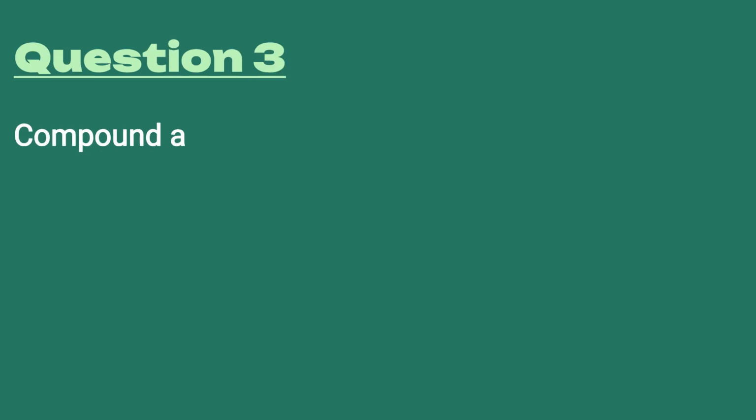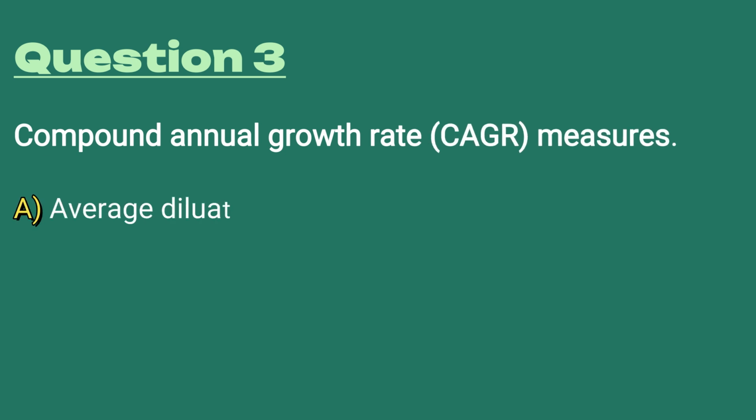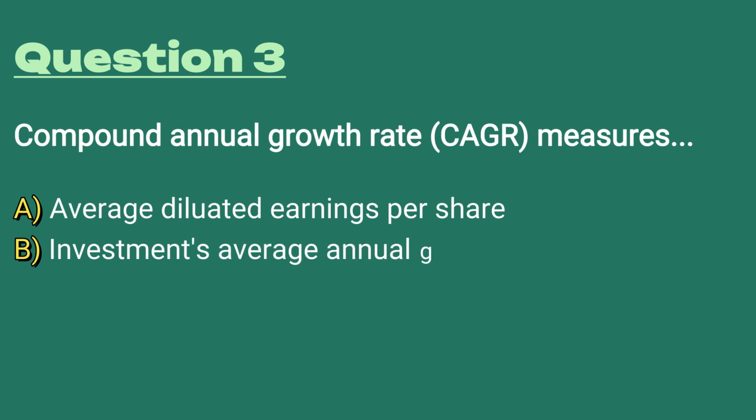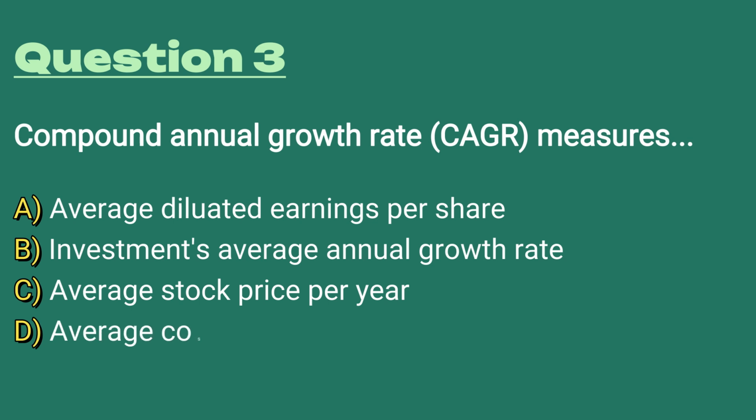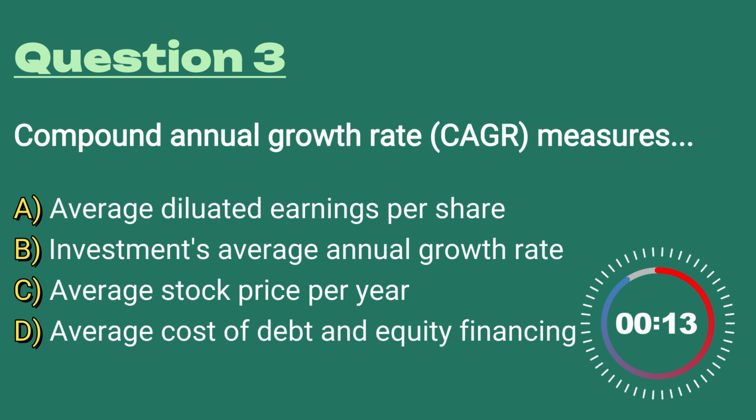Question number 3. Compound annual growth rate, CAGR, measures A, average diluted earnings per share. B, investment's average annual growth rate. C, average stock price per year. D, average cost of debt and equity financing.